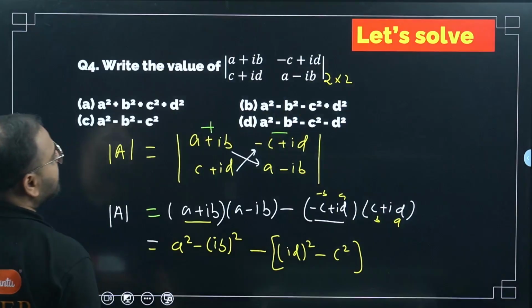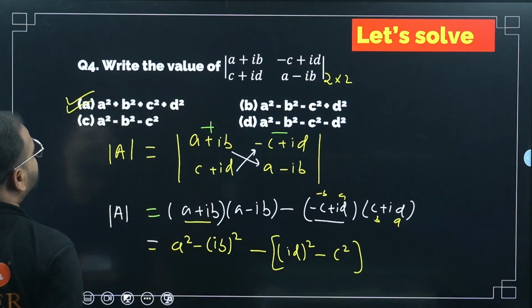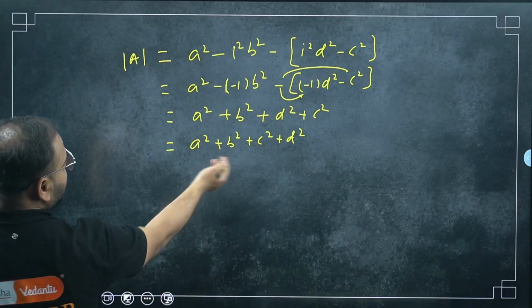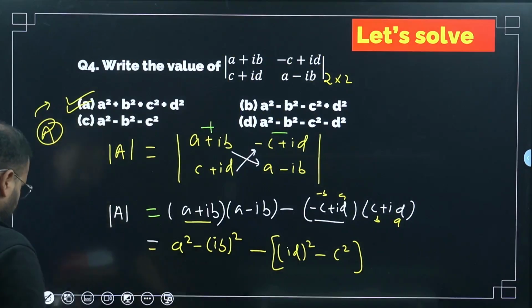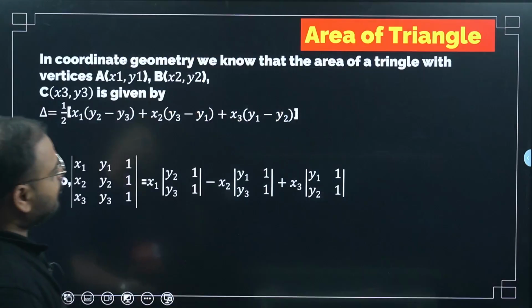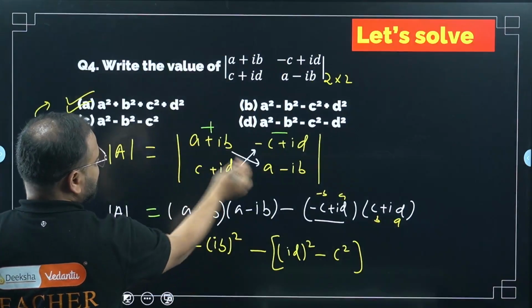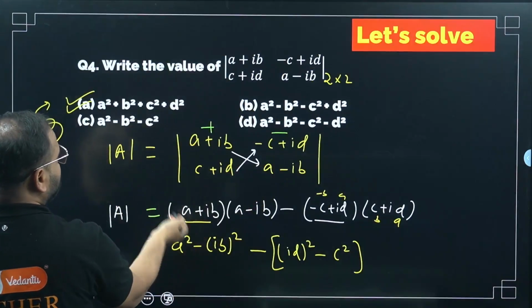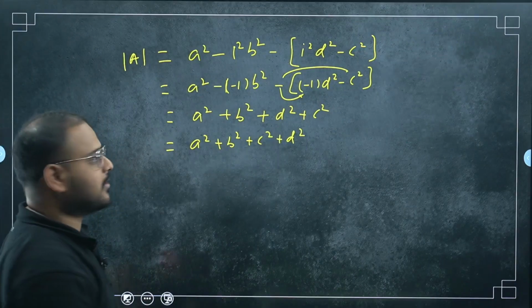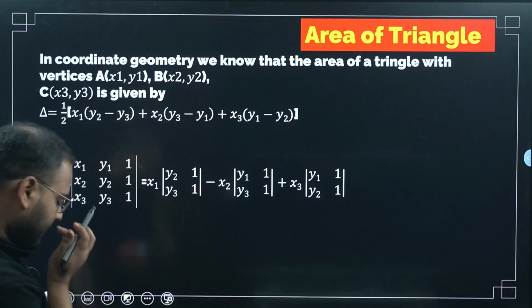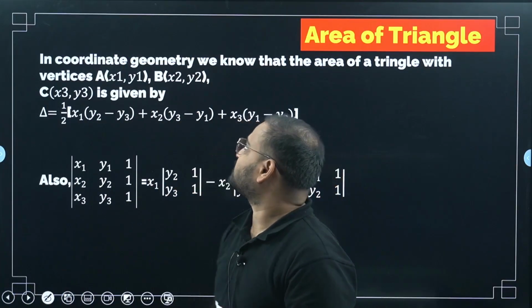Any of the option like this? a square, b square, c square, d square. Option A. Answer is A. Answer is A, sir. Okay. If you are not getting it, do the calculation the same way, use this formula. This times this times this with determinant of A. You will get the answer as a square, b square, c square, d square. Simple. Okay. Now one more concept in this session, which is area of triangle.